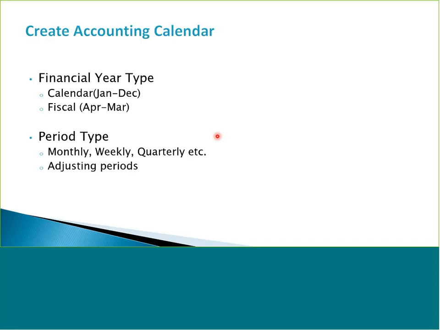So let's say April 2017 to March 2018. That's a fiscal year. It can be from November 2017 to October 2018. That's another fiscal year.